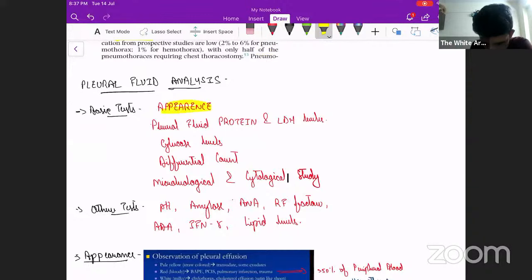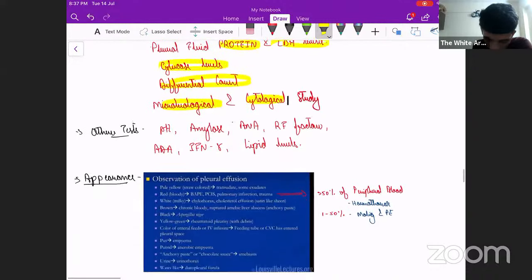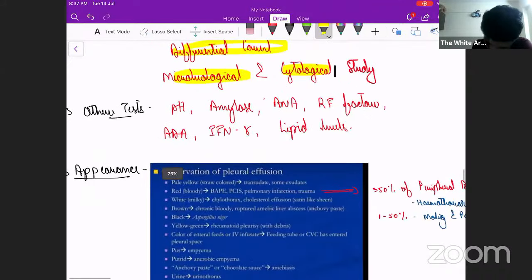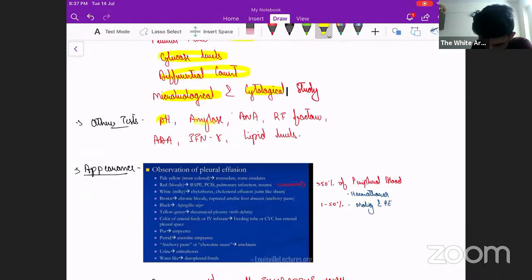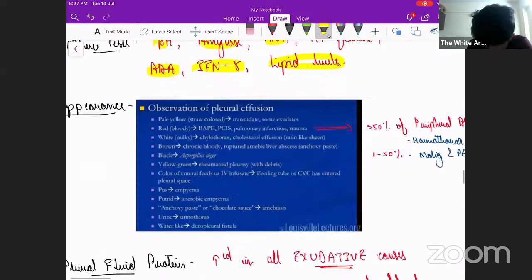One is the appearance. Second is pleural fluid protein and LDH levels, glucose levels, differential count, microbiological study, and cytological study. Okay. So what are the higher tests that we do? pH, amylase, ANA profile, rheumatoid factor, ADA, interferon gamma, lipid levels, all these things we do. So based on appearance, these are the findings.